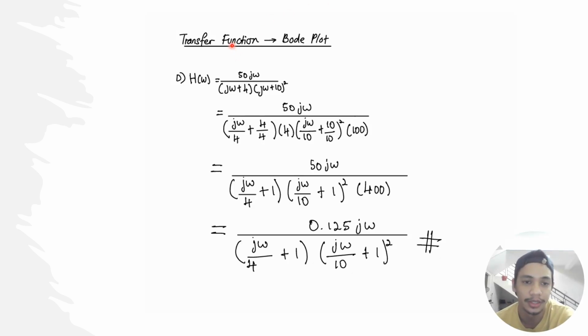So for the first, transfer function to the Bode plot, we choose question D, which is 50 jω over jω plus 4 (jω plus 10) squared. And then the next step, we factorize the equation, and then we simplify the whole number, and then we get this last equation that we use for the Bode plot. Okay, thank you.